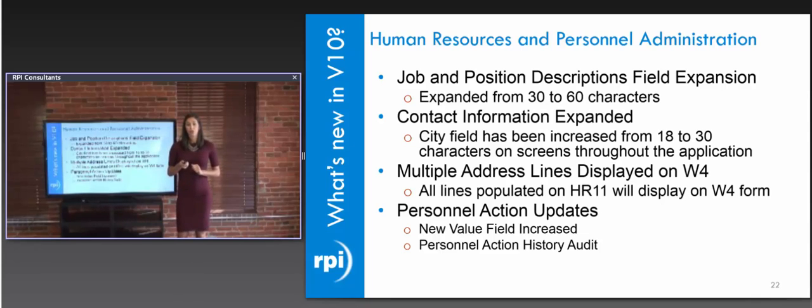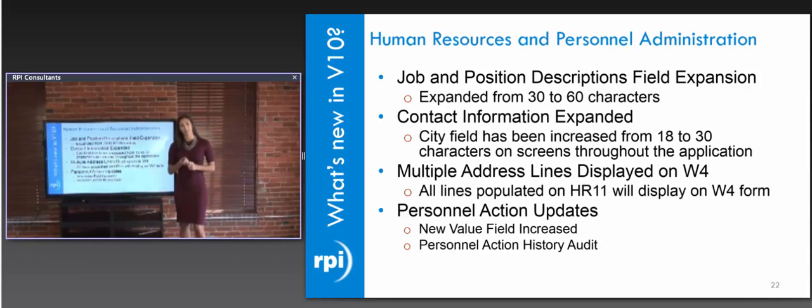Personal action updates. The new value field has been increased to 60 characters, I believe, except for the address field, which is still going to be 57 to allow it to pass over to BSI. I think you can still enter in 60 characters. It's just going to drop off the last 3 for when that's processed. And then personal action history audit. So after you've submitted a personal action, you can go back and you'll see the user ID for who submitted it and the date and time, just so you have a very clear picture of who was doing those actions.